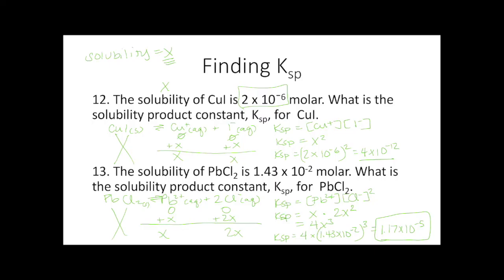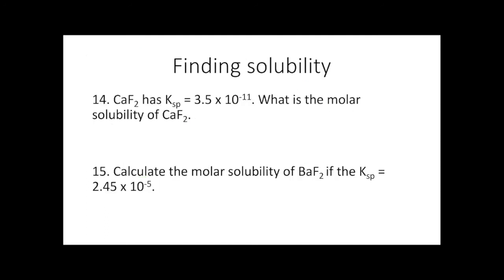There it is. This time we had to do 2x, and don't forget to square it. So you get 4x cubed. Then just plug in x because we were told that the solubility x is 1.43 times 10 to the minus 2. Just throw it in. There's my Ksp. So that's going from knowing the solubility to finding Ksp.